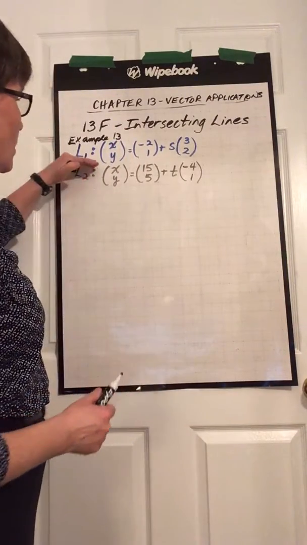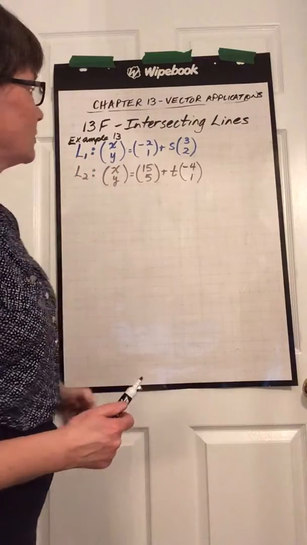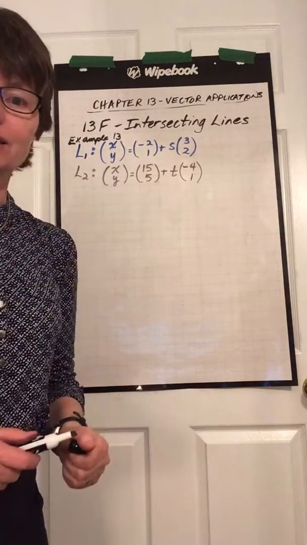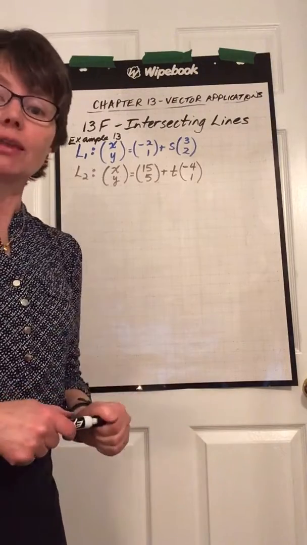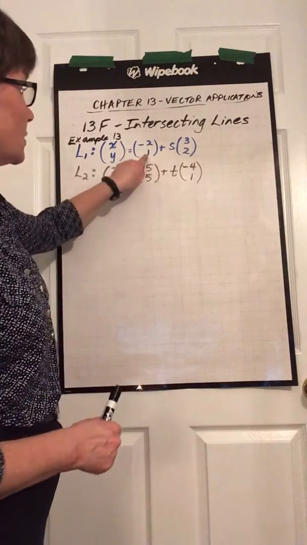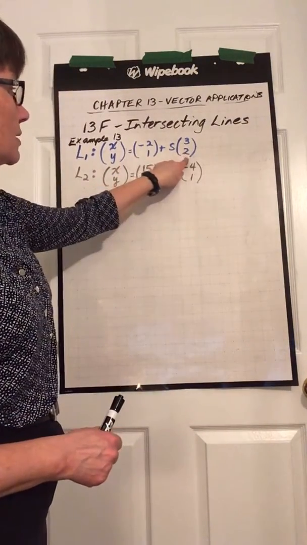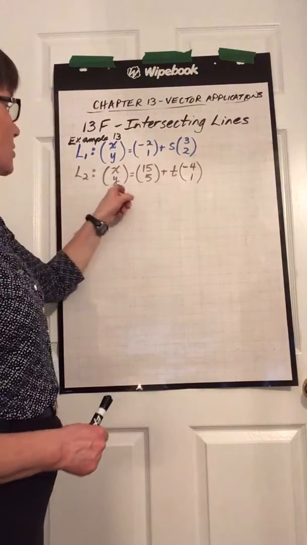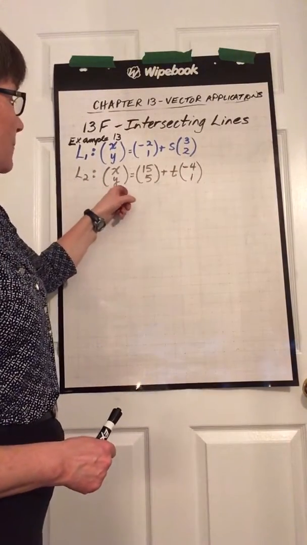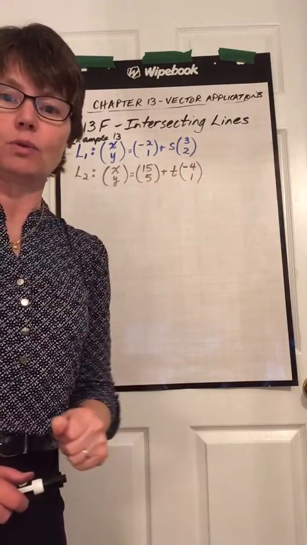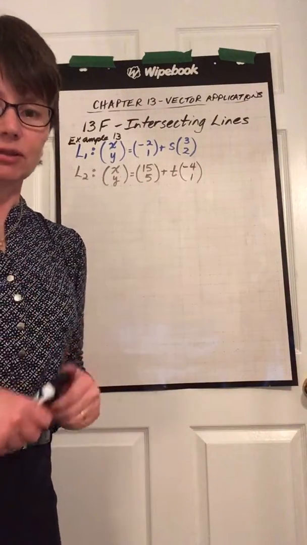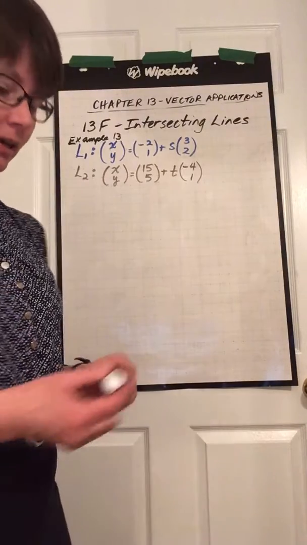We have line 1, this blue vector equation, (x, y) = (-2, 1) + s(3, 2). We could draw that if we wanted to. This would be the initial position, and that's the direction vector. Line 2 in this brown ink, (x, y) = (15, 5) + t(-4, 1). And we need to find where these two lines intersect.